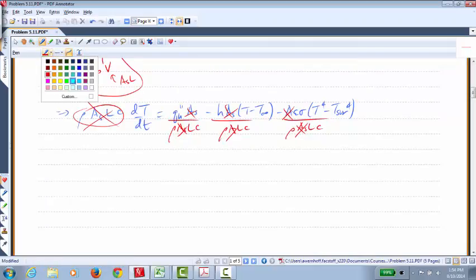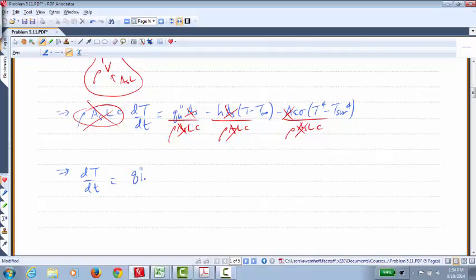So what we're left with then is the temperature d time by itself on the left. We have Q_H double prime over rho LC, minus h times (T minus T infinity) over rho LC, minus epsilon sigma (T to the fourth minus T surroundings to the fourth) over rho LC.